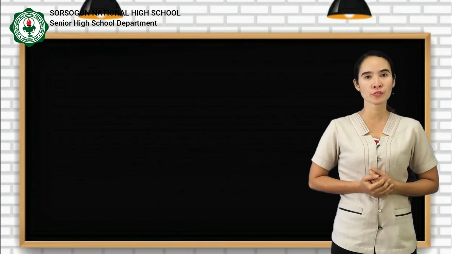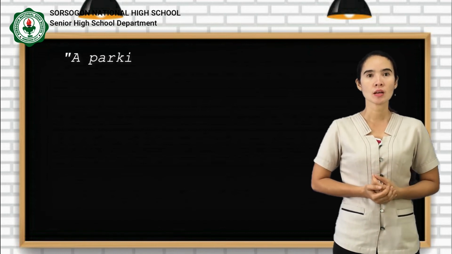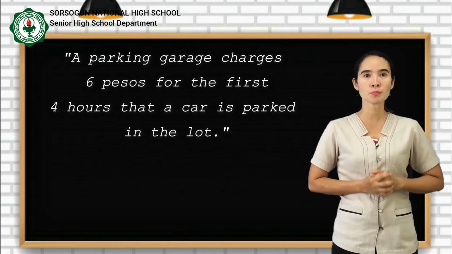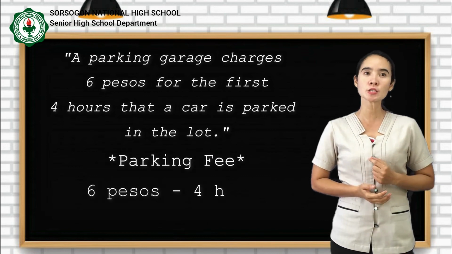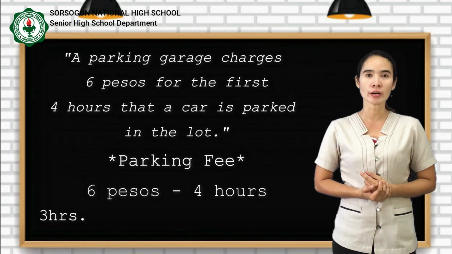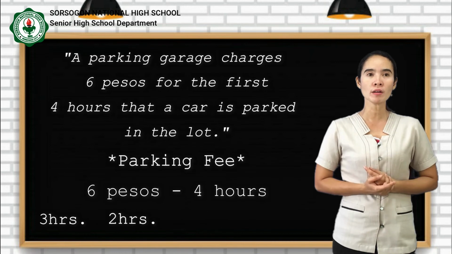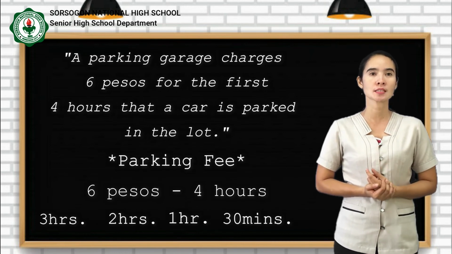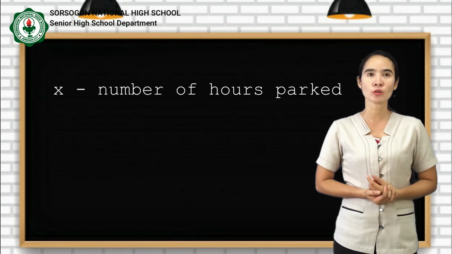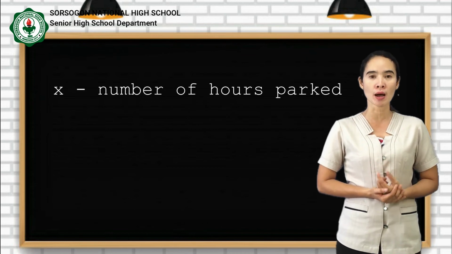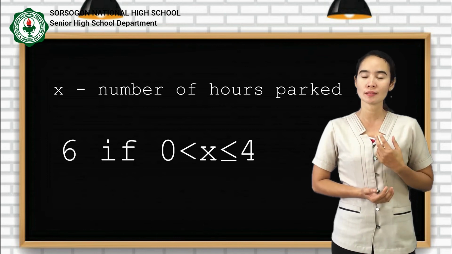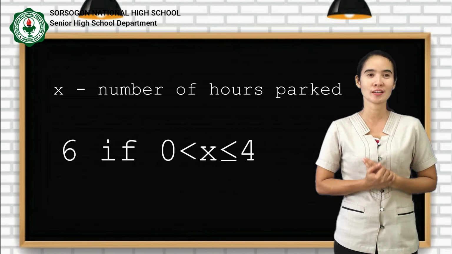Let us first focus on the first sentence. It says that a parking garage charges 6 pesos for the first 4 hours that a car is parked in the lot. It means that 6 pesos will be asked if a car is parked for 4 hours, 3 hours, 2 hours, 1 hour, or even for 30 minutes. If x is the number of hours parked in the garage, then the sub-function and its interval is represented by 6 if x is greater than 0 but less than or equal to 4.